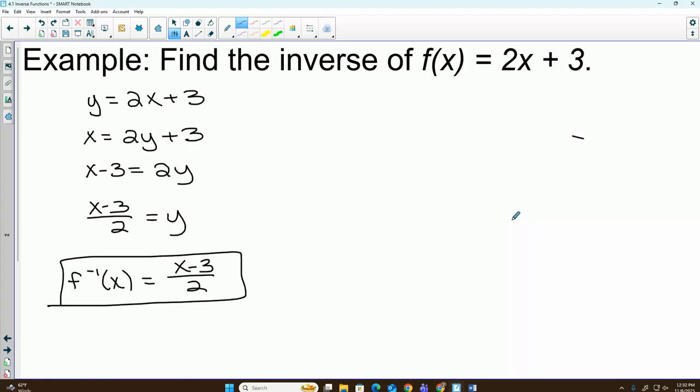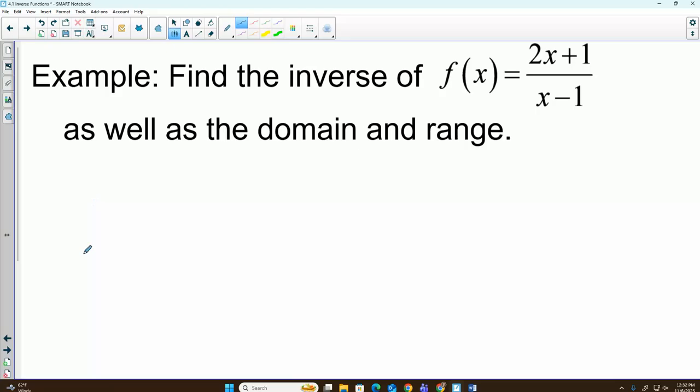Is that one okay? So let's get this one. So first, we're finding the inverse. We change f of x to a y. What's the next step? Okay, so my y becomes an x and my x becomes a y. And now we're going to solve for y. What do you think we should do first?